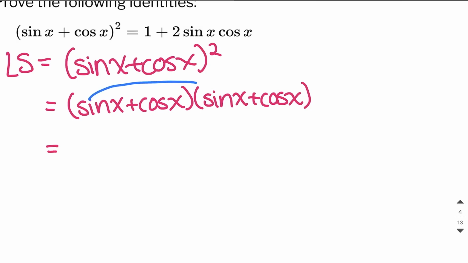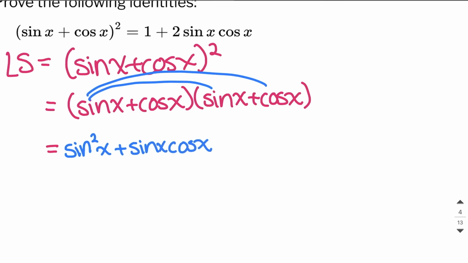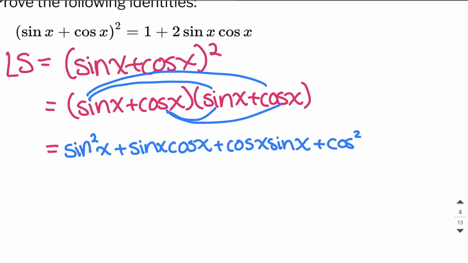So when I multiply sine x by sine x, I get sine squared x. Sine x times cosine x is sine x cosine x. Cosine x times sine x is cosine x sine x. And then cosine x times cosine x is cosine squared x. Now I'm going to rearrange this right here. I'm going to put sine squared x and cosine squared x next to each other.